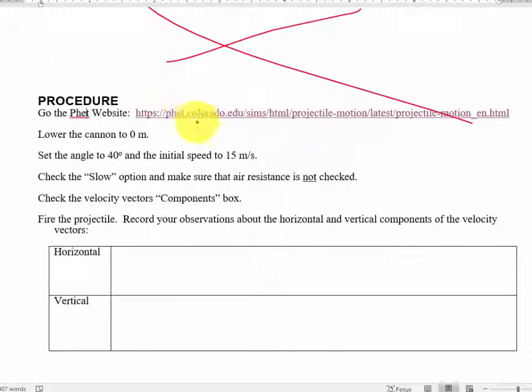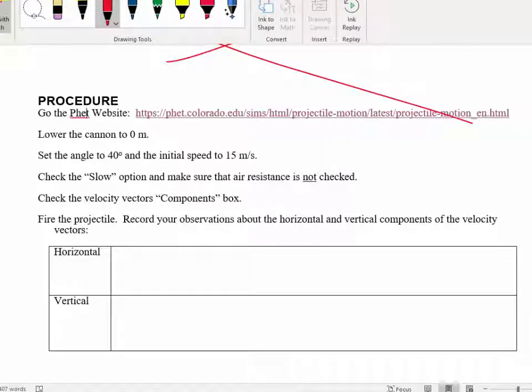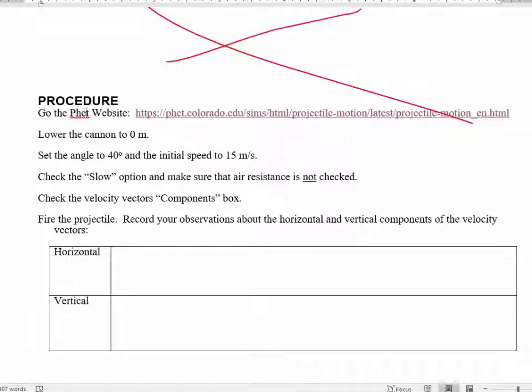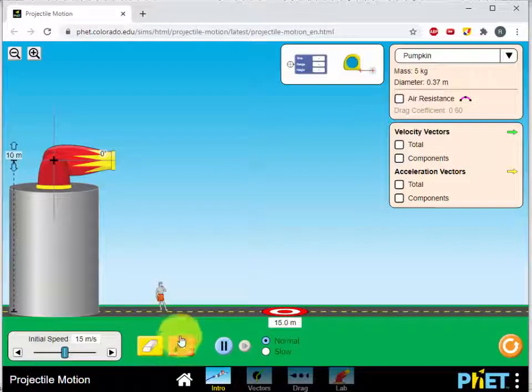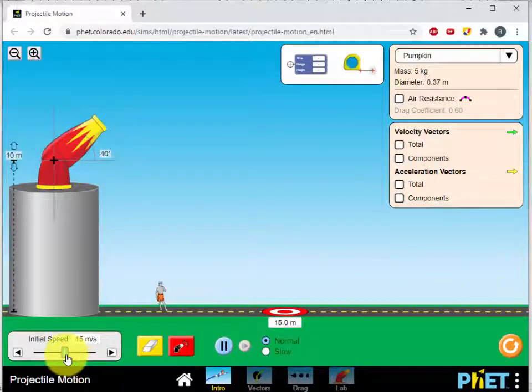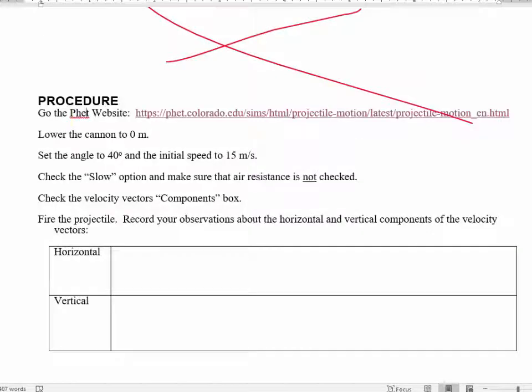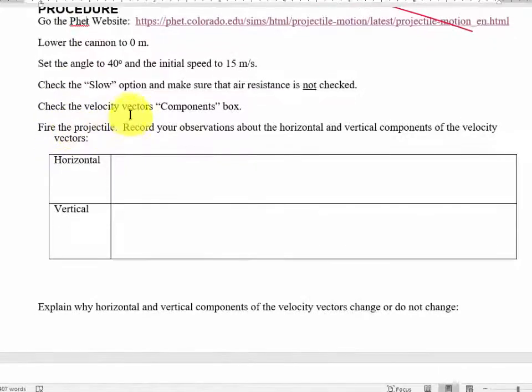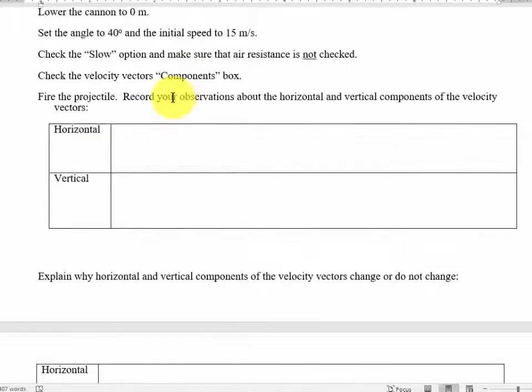Then you're going to go to the website right here. It's the PhET website, and they have wonderful simulations. I highly recommend playing around with their simulations. All I'm going to have you do is set the angle to 40 degrees, leave that at 15 meters per second. I want you to make sure that air resistance is not checked, and I want you to set this to slow so you can see what's happening as it does its thing. Then I'm going to have you check the velocity vectors components box and fire the projectile.